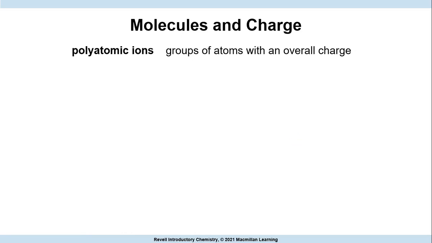So let's look at molecules and charge. One thing you have to know is that the charge is very important, and we will see how the charge comes about. For polyatomic ions, we know that there are groups of atoms that have an overall charge.